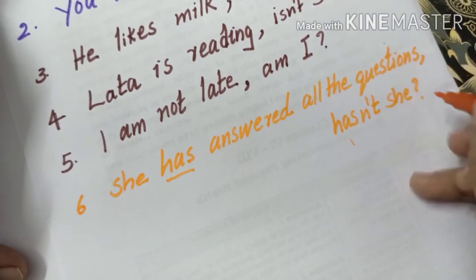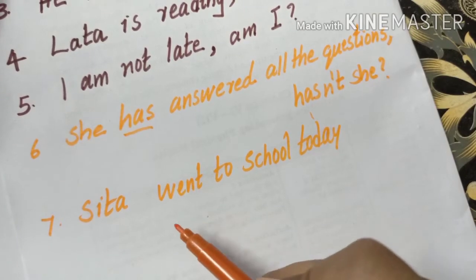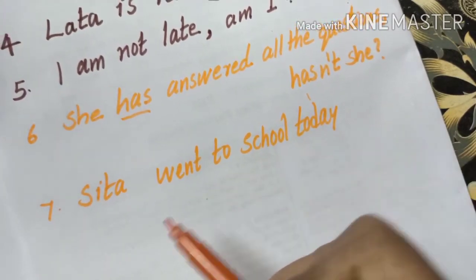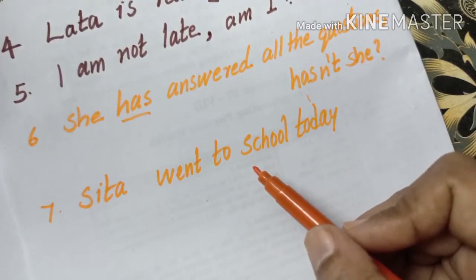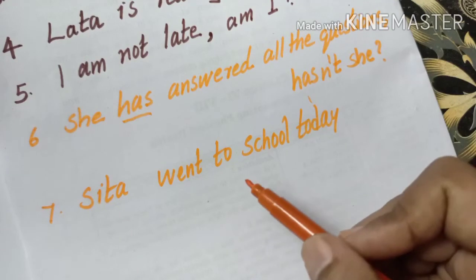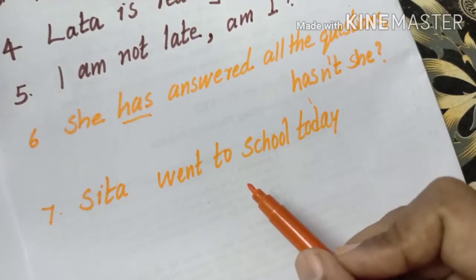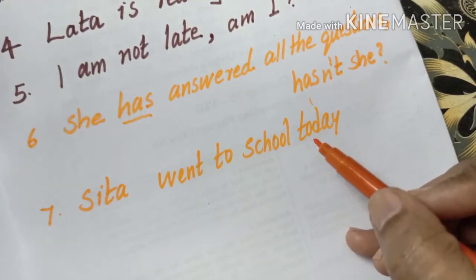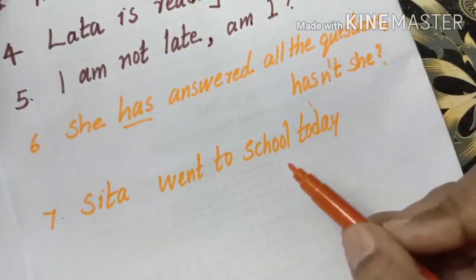And use the question mark. Okay, look at this sentence now. Sita went to school today. Okay, is there any auxiliary verb? Not there. Okay, is it a positive or negative sentence? It is a positive sentence. Okay, then the question tag should be negative. Question tag should be negative, that we understood.